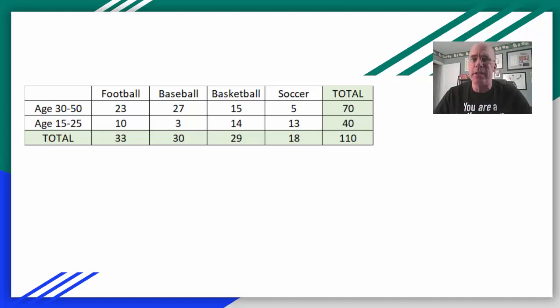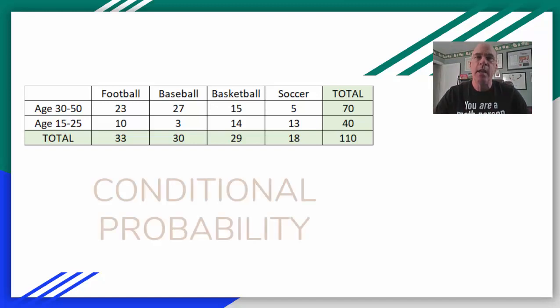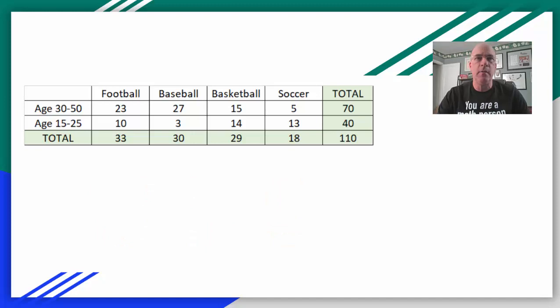But I want to dig deeper into this age group. I want to compare perhaps the two different age groups and look at their preferences. And when we break down a population into subgroups and we start looking at the probabilities, this is a new idea that we're going to need, and it's called conditional probability. We'll look at a few examples today. But first, let's do some basic ideas and review here.